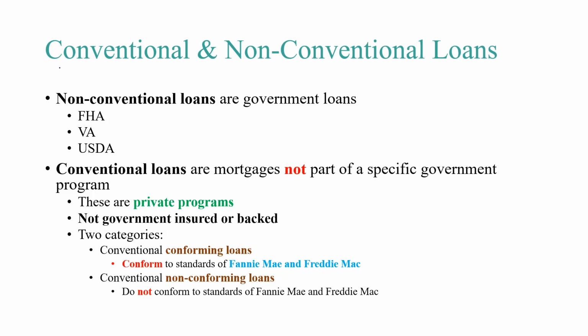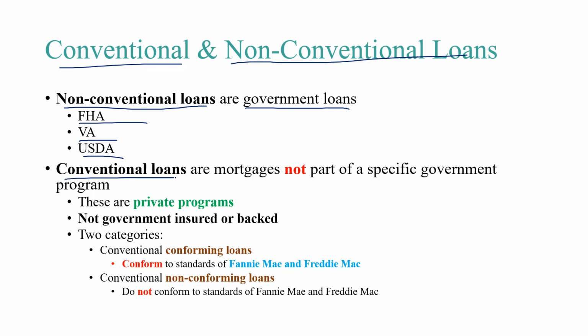Let's begin by discussing conventional loans and non-conventional loans. Non-conventional loans are government loans. They include things like FHA loans, VA loans, and USDA loans. Conventional loans, on the other hand, are mortgages not part of a specific government program. These are private programs and they're not government insured or backed.